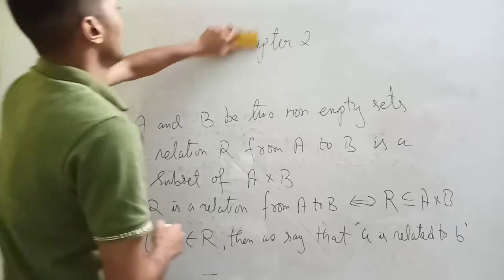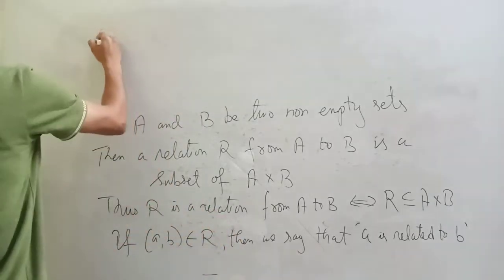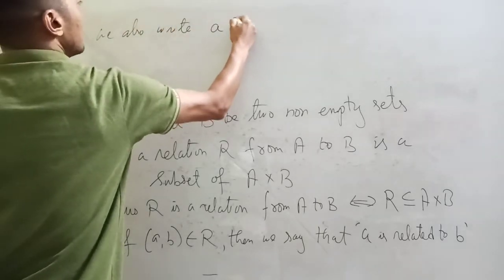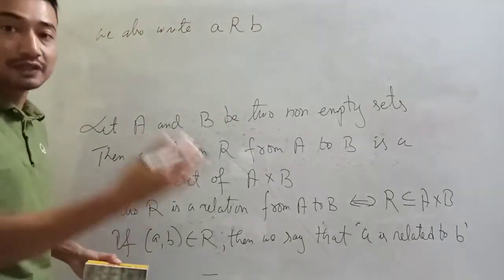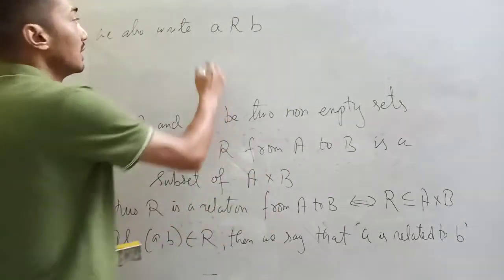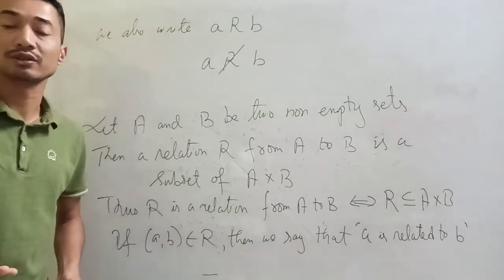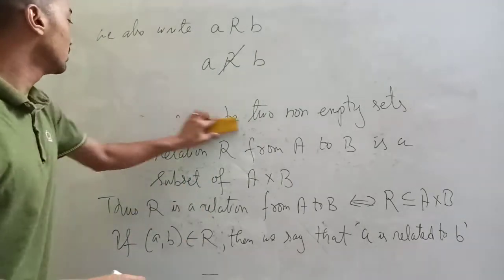And we also write A is related to B. If it is not related, then we write A is not related to B. Alright, so that's it.